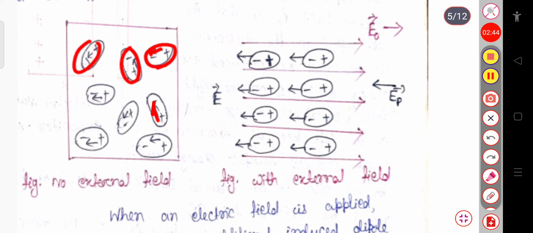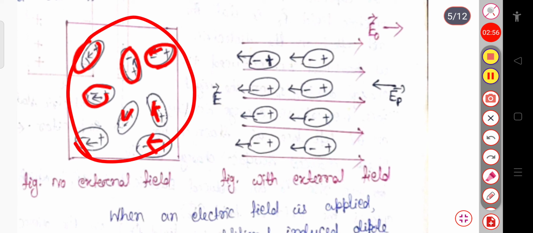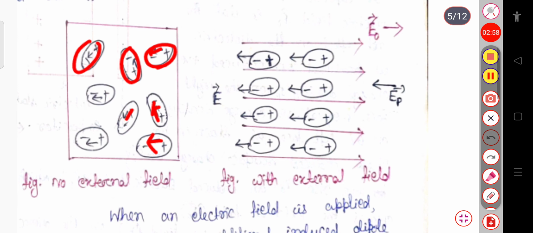For the individual dipole, there will be an electric field, so there will be an electric field for each individual case. But since they are randomly directed, the net field here will be zero. Here you can see that they are randomly oriented, so the net field is zero.